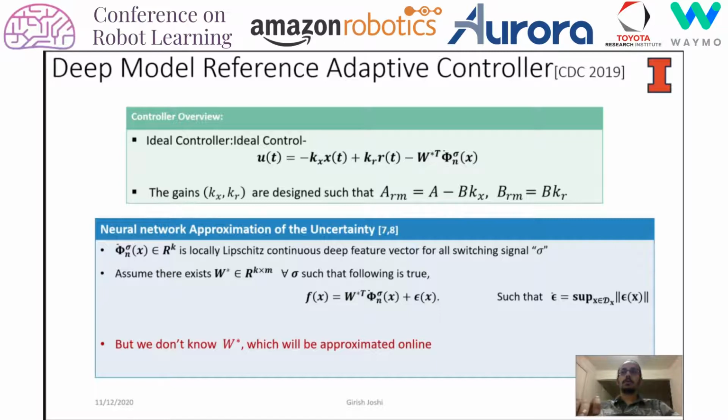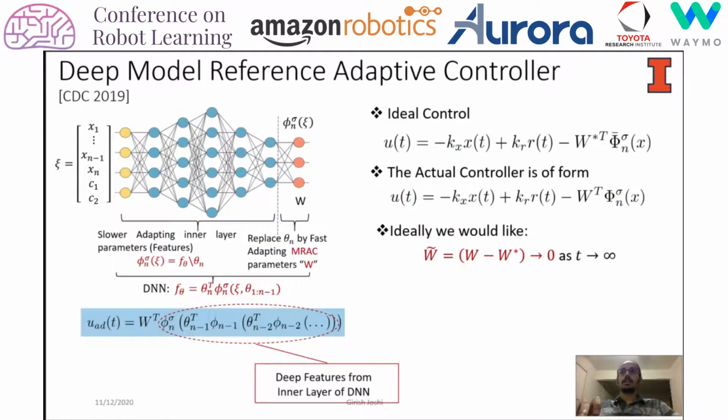However, since we don't know a priori values of W star, we need to approximate them online. That is where the deep model reference adaptive control algorithm comes in. As we saw on the last slide, the ideal controller equation is as follows. However, we don't know a priori values of W star. The actual controller takes a similar form as the ideal controller, but here parameters W and phi of x are learned using data collected onboard.